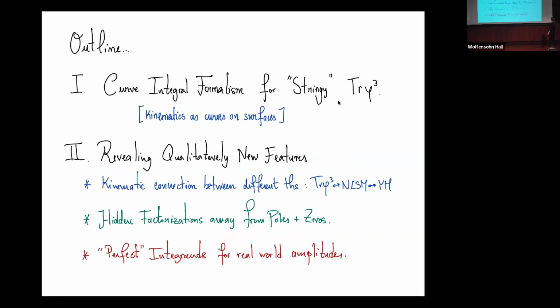That gives us a way to talk about these stringy trace phi cubed formulas, which at low energies just give us trace phi cubed amplitudes. Then I'll proceed to explain how this formulation gives us access to qualitatively new features about the amplitudes. I'll start with this interesting kinematic connection between seemingly different theories: trace phi cube theory, the nonlinear sigma model, and Yang-Mills theory. Then I'll proceed to this new pattern of factorizations away from poles associated to some zeros of the amplitudes that Shruti already talked about yesterday. And I'll end explaining how this formulation gives us access to what I'll call perfect integrands for these theories.